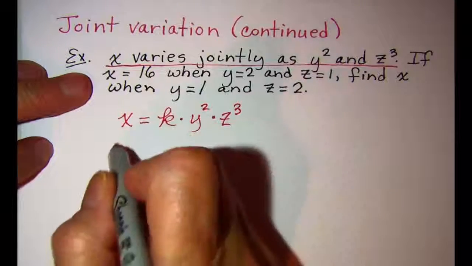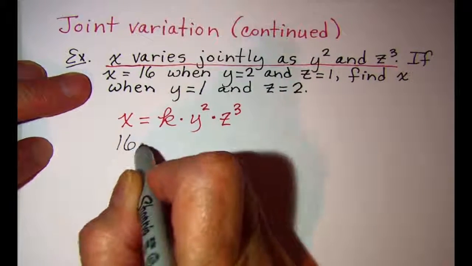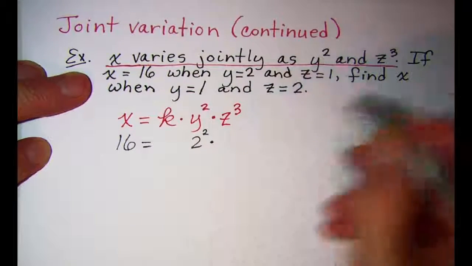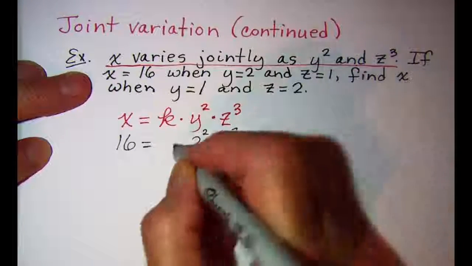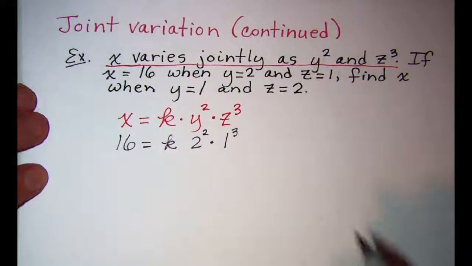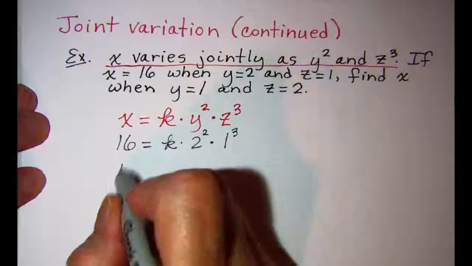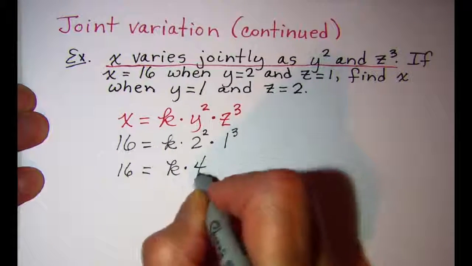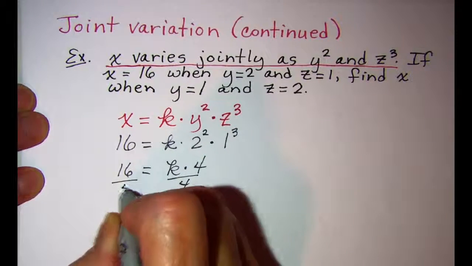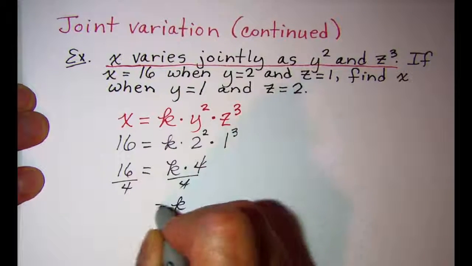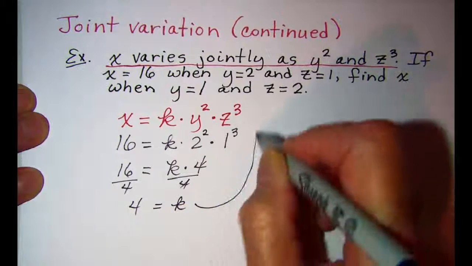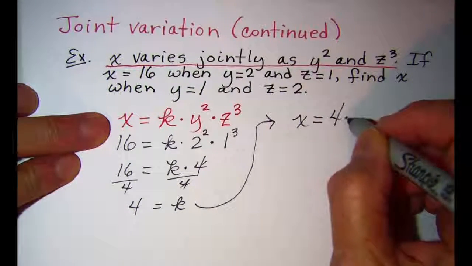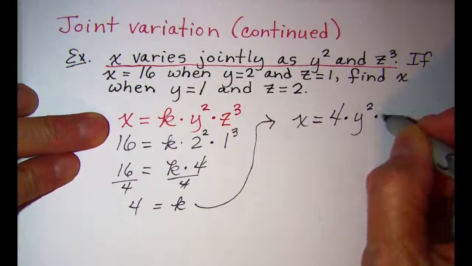X is 16 when y is 2 and z is 1. And now I can solve for k. 16 is equal to k times 4. Divide both sides by 4. So k is 4. Now I can put that back into my equation. X is equal to 4 times y squared times z cubed.